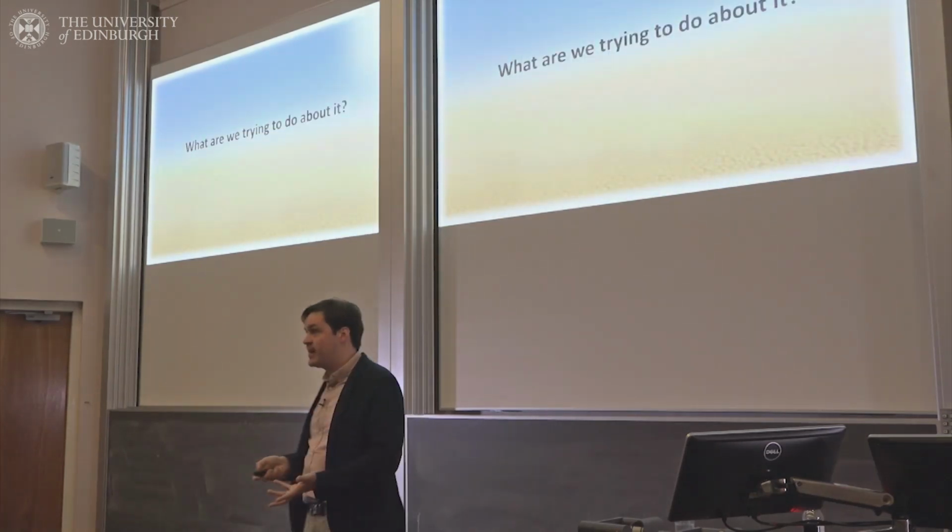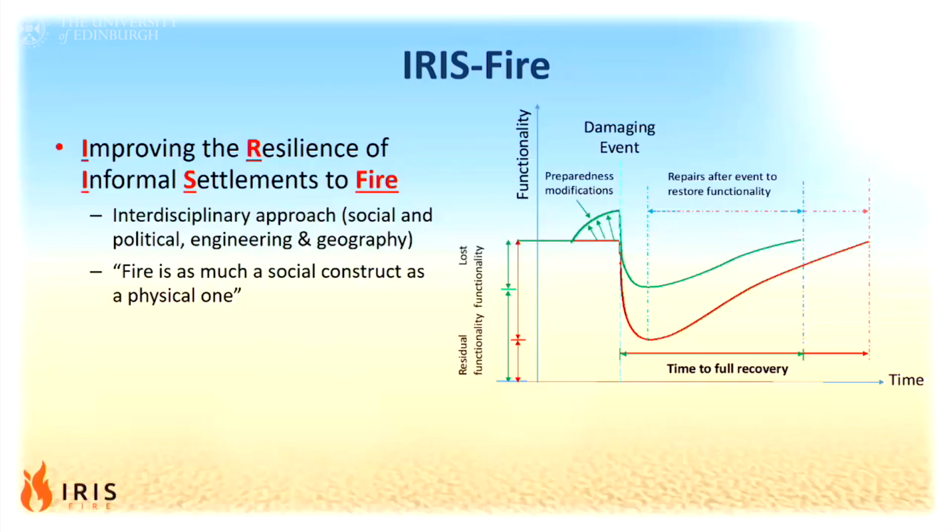So what are we trying to do about it at Edinburgh? As I spoke about, we're trying to understand the current resilience. We've got this project called Iris Fire, which is about improving the resilience of these informal settlements to fire. It's an interdisciplinary approach because fire is as much a social construct as it is a physical one. It is a man-made hazard. We try and control it. Some places we're good at it, some places we're not.